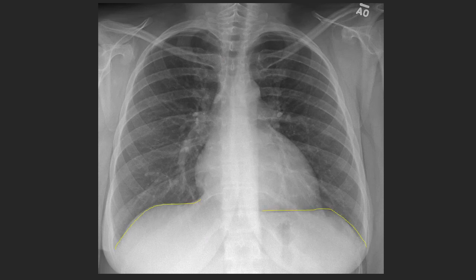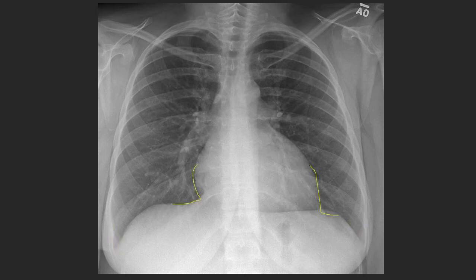So let's move on to structures outside the mediastinum. These two structures outlined here are obviously both diaphragms, so the left and right hemidiaphragms. Normally these should be nice and convex up, and then coming down to nice, sharp, clean angles. These are what are known as the costophrenic angles. So costo is going to be rib, phrenic in relation to the diaphragm. So costophrenic, these are your lateral costophrenic angles.